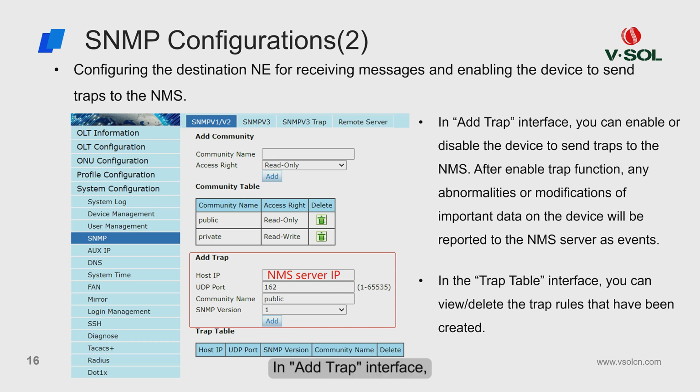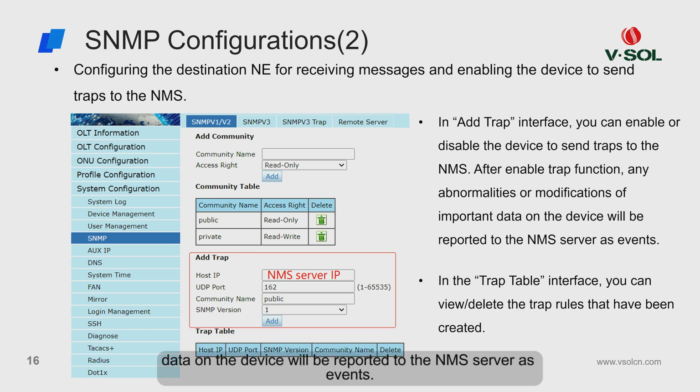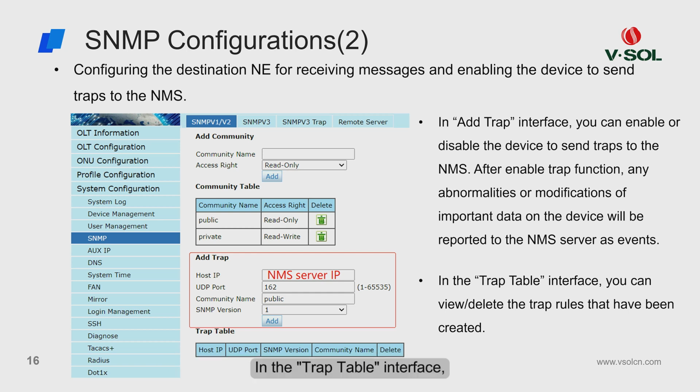In the Add Trap interface, you can enable or disable the device to send traps to the NMS. After the Enable Trap function is on, any abnormalities or modifications of important data on the device will be reported to the NMS server as events. In the Trap Table interface, you can view or delete the trap rules that have been created.